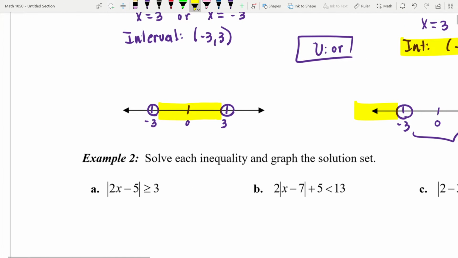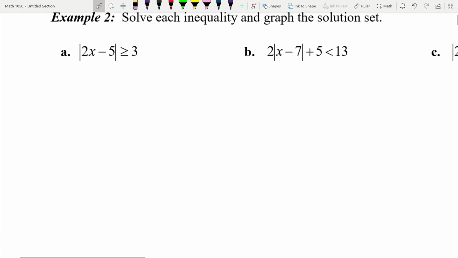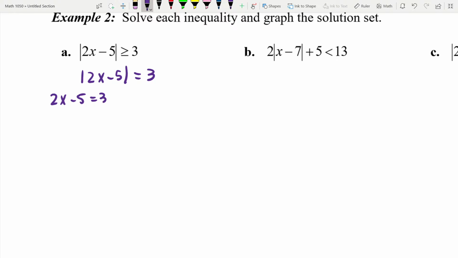Okay? All right, question 2. Step number 1, get the absolute value alone. Done. Step number 2, make the inequality an equal sign. So it's the absolute value of 2x minus 5 equals 3. The next step, split it. So it's just going to be 2x minus 5 equals 3, or 2x minus 5 equals -3.